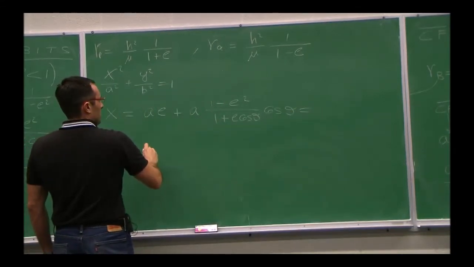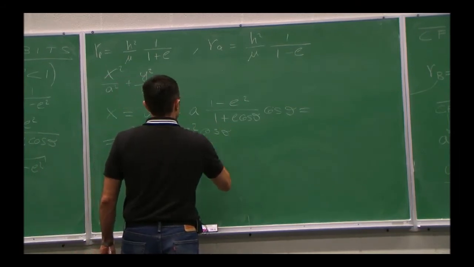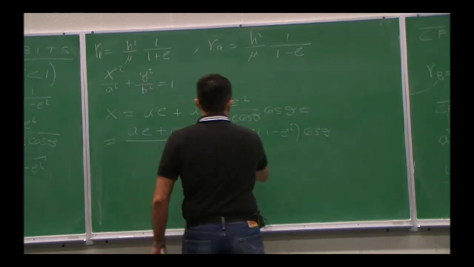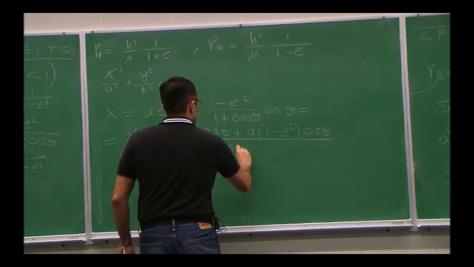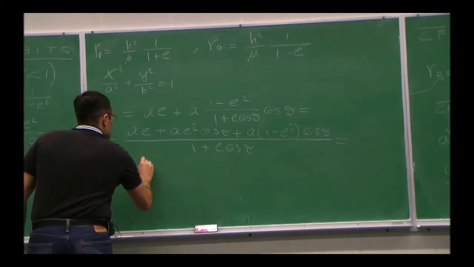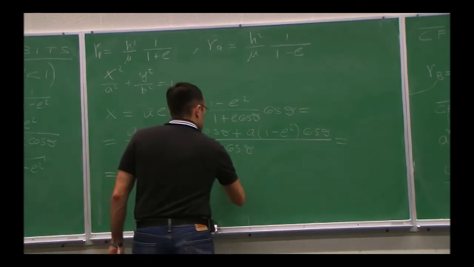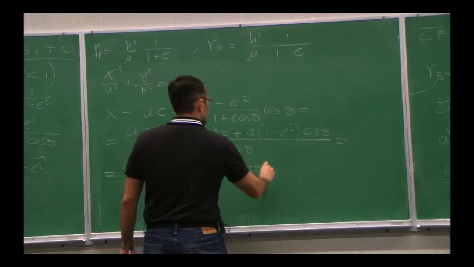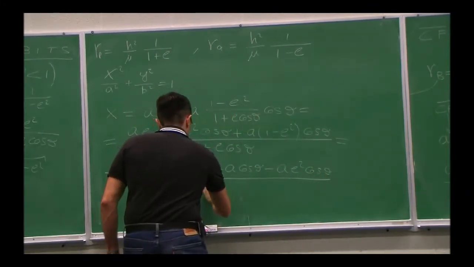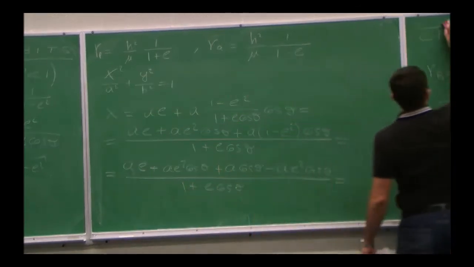Let's process this a little bit. I get AE plus AE squared cosine of theta plus A times 1 minus E squared cosine of theta, divided by 1 plus e cosine of theta. Let's see if something goes away, I hope so. AE plus AE squared cos theta plus A cos theta minus AE squared cos theta divided by the same denominator, which is, yeah, those two go away.